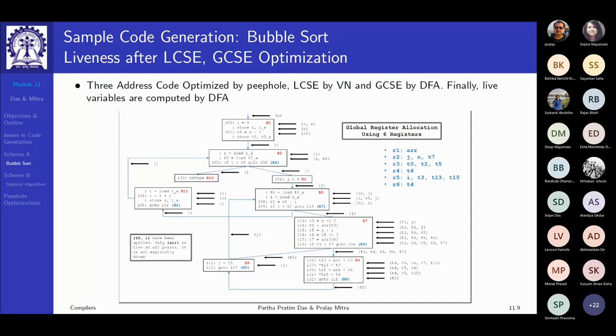So ARR is live everywhere. So actually, at every point, you should show that it is live. Just for simplicity in the diagram, I have not shown, but please keep in mind that the array ARR is live at every point, and that is what is allocated R1. And then the rest of the allocations, and at every point you can check, you have the different variables which are live, based on which this register allocation has been done. And you have a couple of load store for I and T0 which are present here.